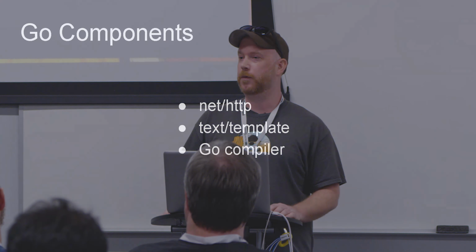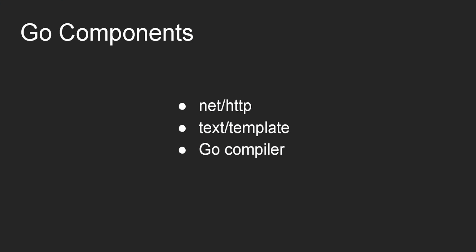The Go components that we're going to use are net/http. That's going to provide our HTTP REST endpoint, which is going to facilitate function execution, but also control of the jails, administration, et cetera. We're going to use text/template and the Go compiler directly. So let's do a demo. Let's see what this actually looks like in practice.